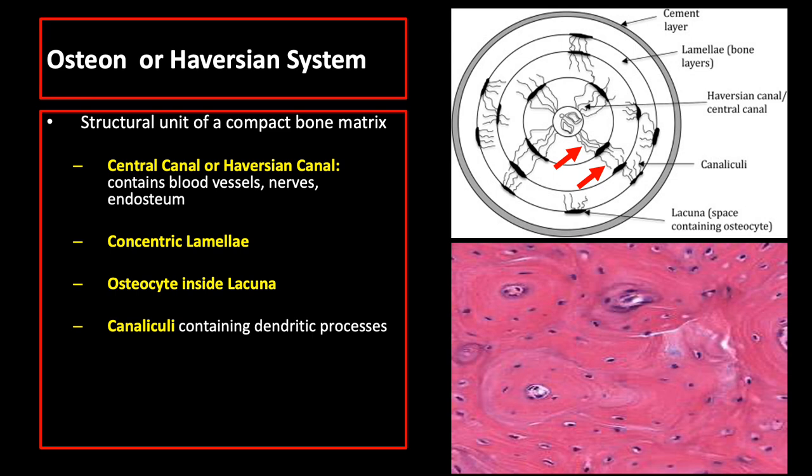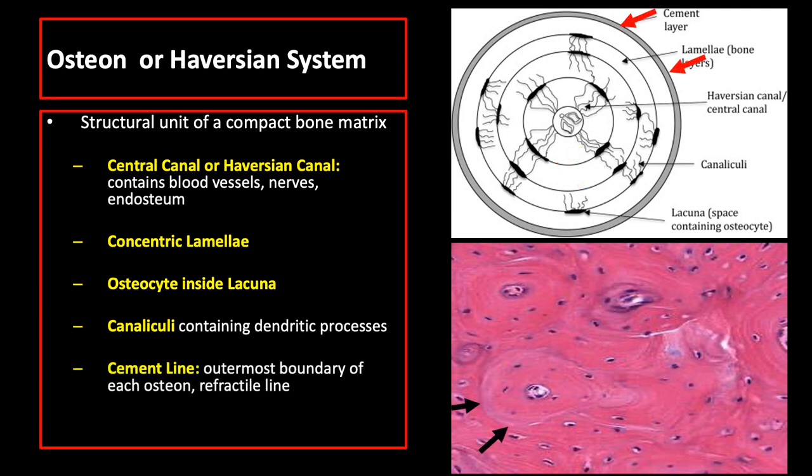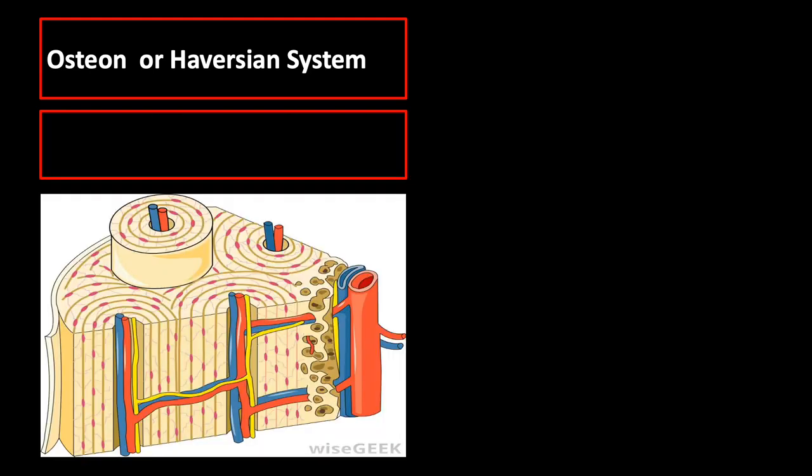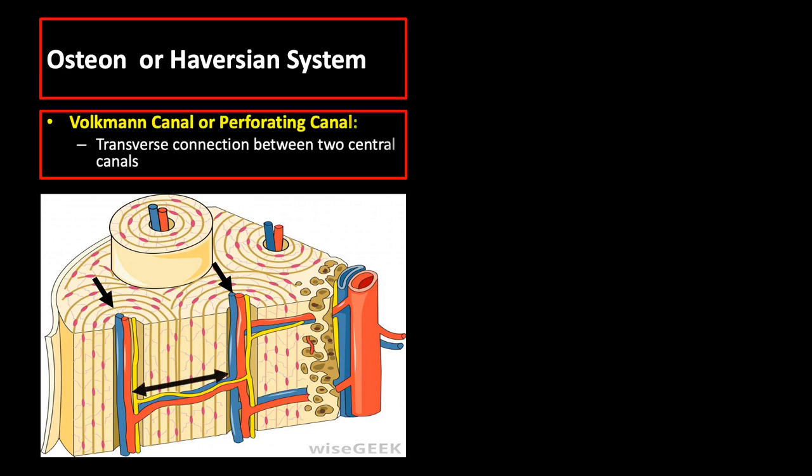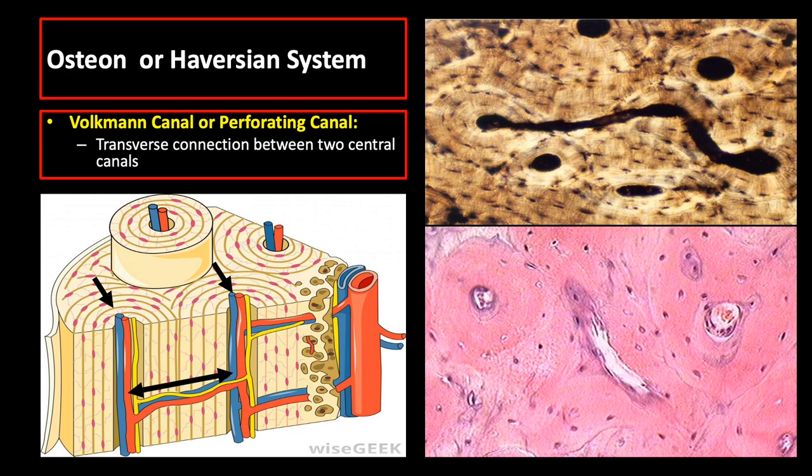The outermost boundary of each osteon is a refractile line called cement line. There is also a communication between two central canals. That transverse communication or connection is called Volkmann canal or perforating canal. In this picture, these are the central canals and these are the Volkmann canals.